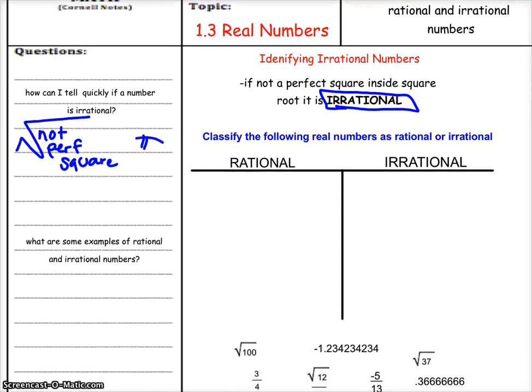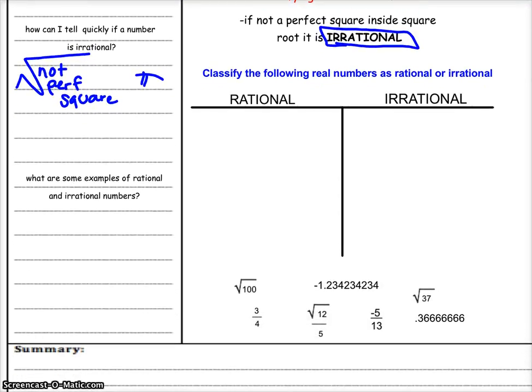So we're going to classify. The square root of 100. Is this a perfect square? Is there a number that can times itself gives you 100? So this is rational.